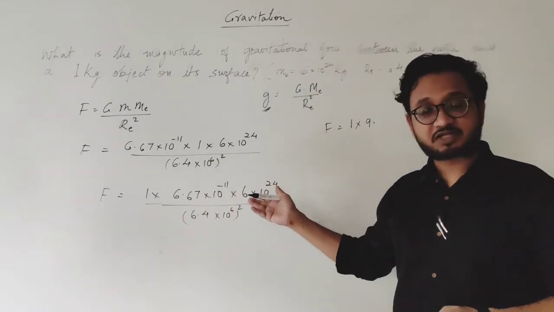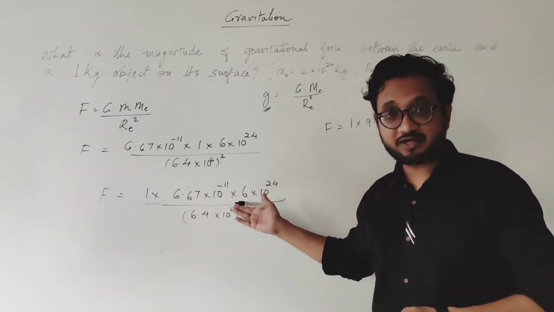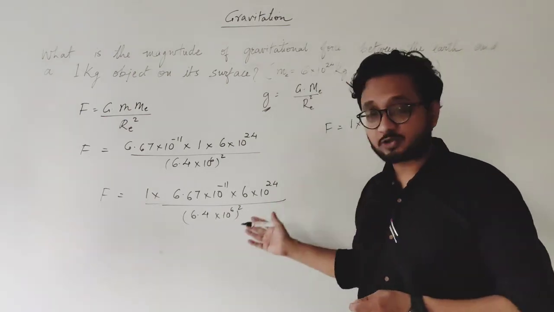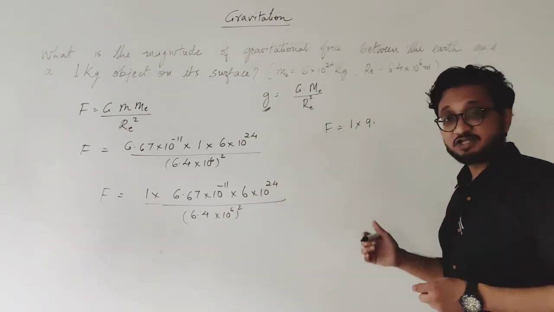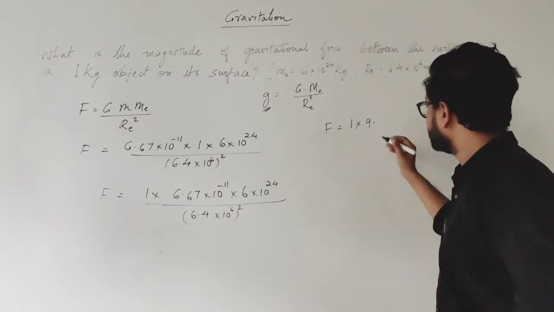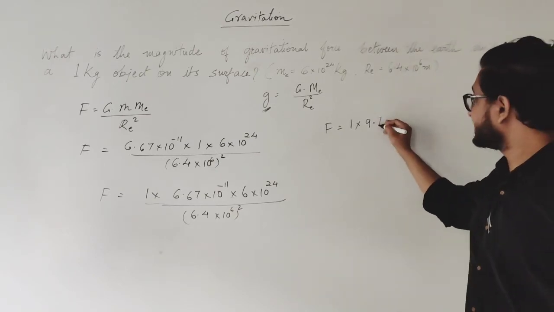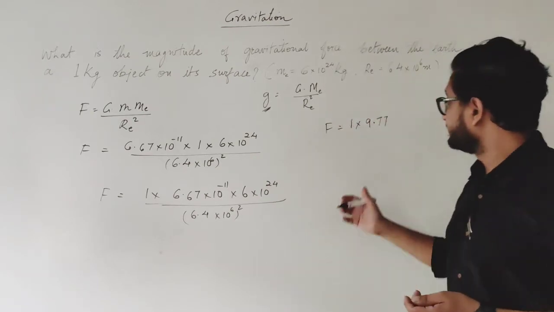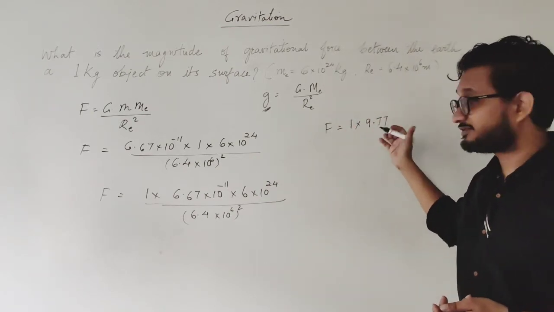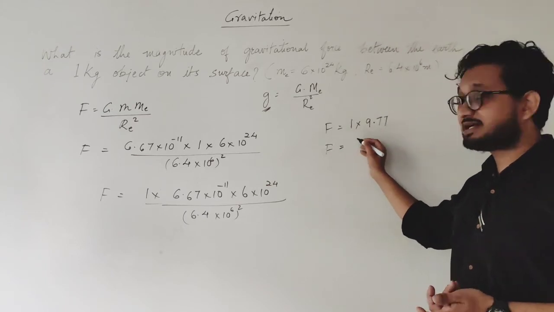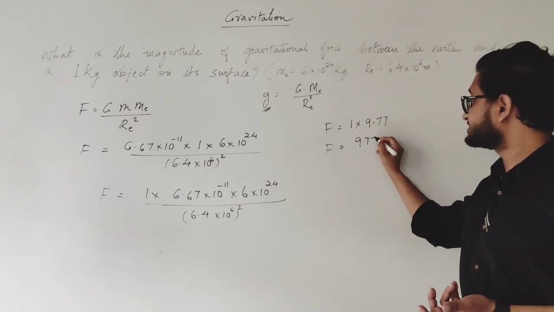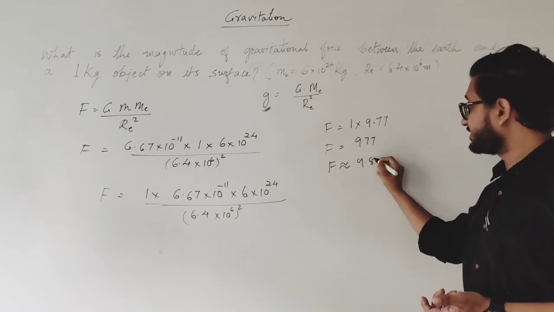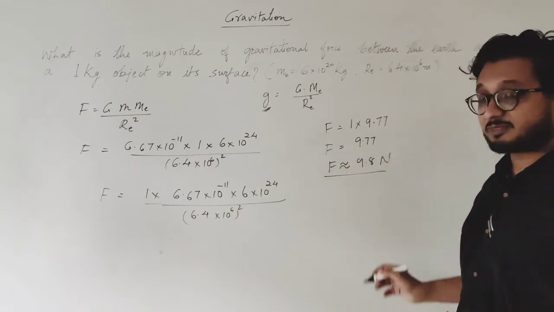Similarly, the mass of the Earth can also be taken as 5.98. Okay, so the values have been made approximate over here. So when you solve this, you will get the answer separately. I am writing 9.77, okay, or 9.78, and when you multiply this by 1, you will get the answer same as it is, that is 9.77, or I can write F is approximately equal to 9.8 newtons.